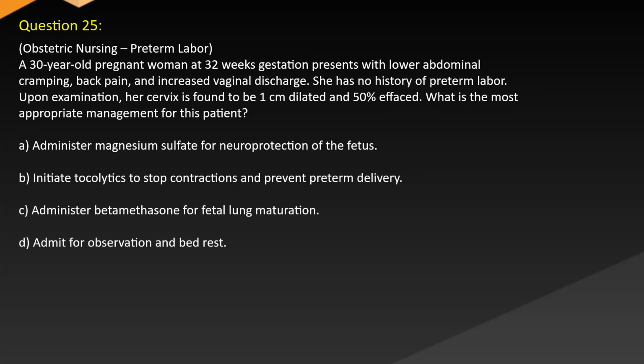Question 25. Obstetric nursing. Preterm labor. A 30-year-old pregnant woman at 32 weeks gestation presents with lower abdominal cramping, back pain, and increased vaginal discharge. She has no history of preterm labor. Upon examination, her cervix is found to be 1 centimeter dilated and 50% effaced. What is the most appropriate management for this patient?